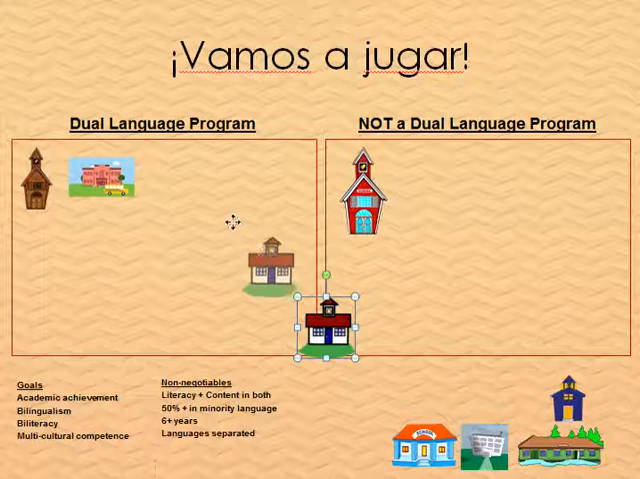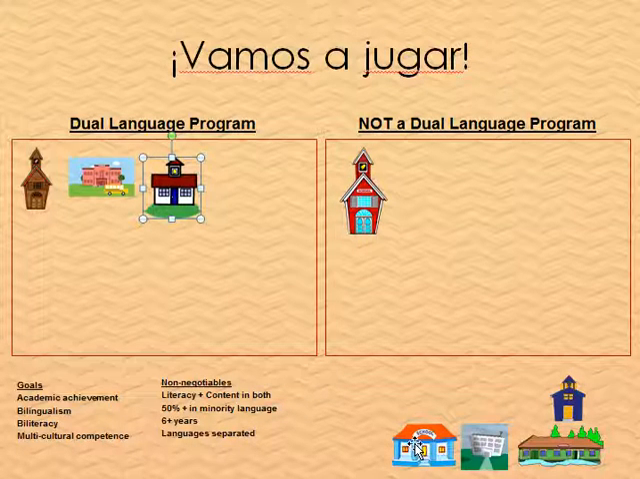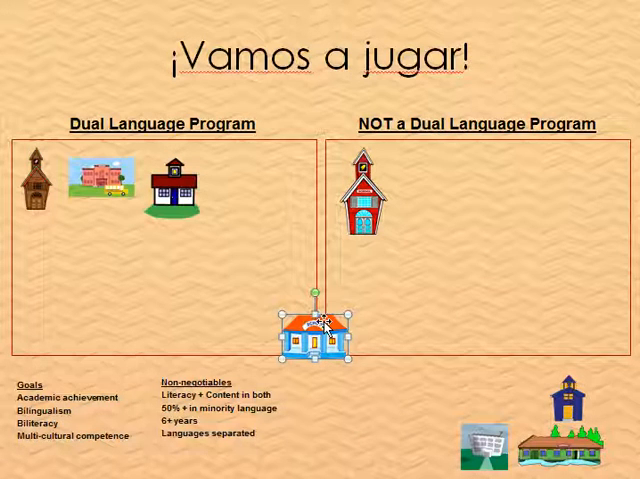I think it sounds like a dual language program to me. Again, we don't hear a lot about their goals, but what they do have indicates to me that they have some non-negotiables in place. The literacy and content, the 50-50, it's going at least, we know, until 5th grade. And it sounds like the languages are separated. So we're going to call that a dual language program. That's what they call it too. In the same district, maybe I shouldn't have told you that.